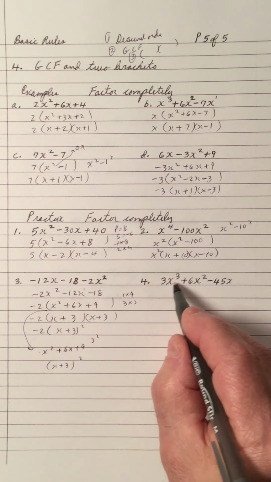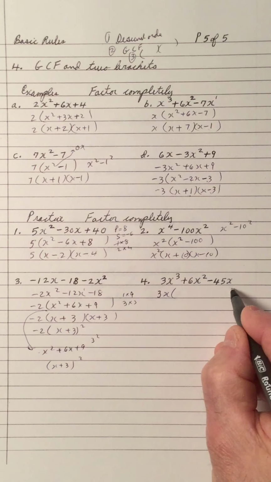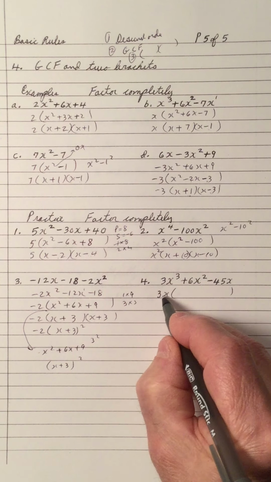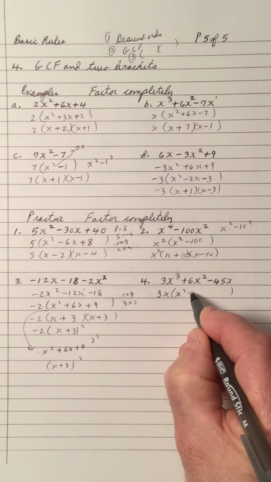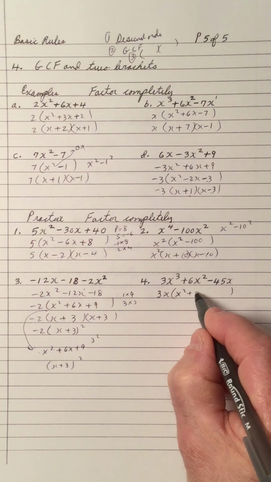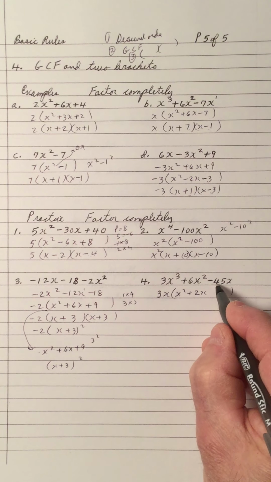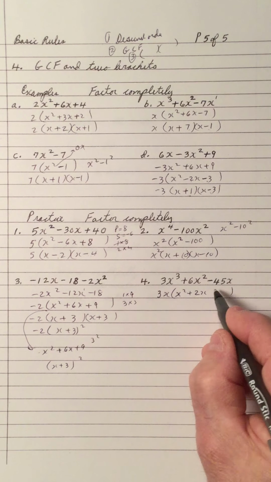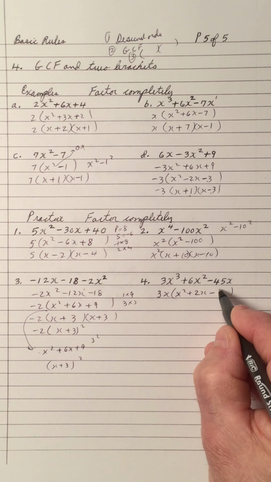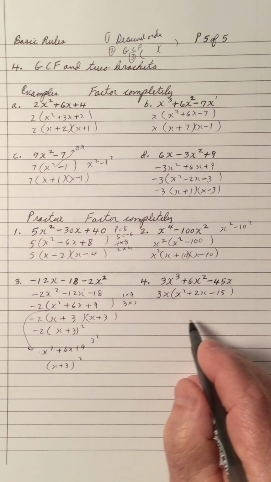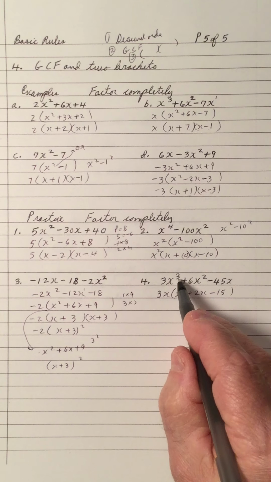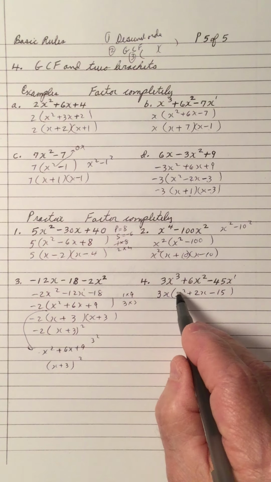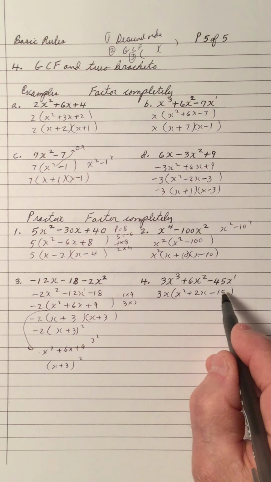Descending order, yes. 3 is a factor of 6 and 45, so we'll take out a 3x. 3x cubed divided by 3x is x squared. 6x squared divided by 3x is 2x. Negative 45x divided by 3x is a negative 15. And notice a 3, a 2, and a 1.